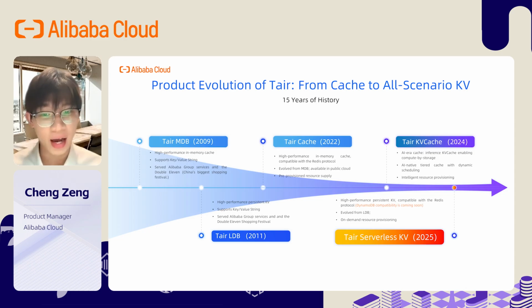And with the rise of AI, we've also expanded the Tair product line. Last year, we launched the Tair KV cache to meet the caching needs of the AI area. And this year, we are pleased to share with you the launch of our new product, Tair Serverless KV. After Tair MDB evolved into Tair Cache, we've also made comprehensive upgrades along the persistent storage path. Evolved from Tair LDB, Tair Serverless KV is a high-performance foundational KV database. It currently supports Redis and plans to support DynamoDB in the future.